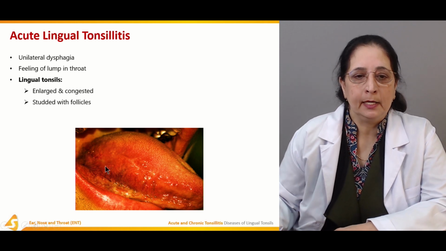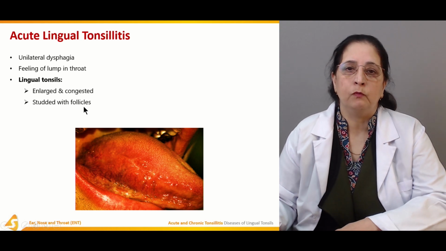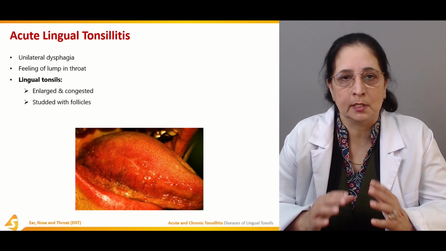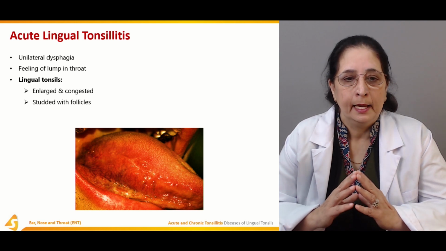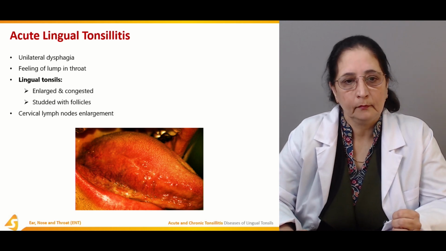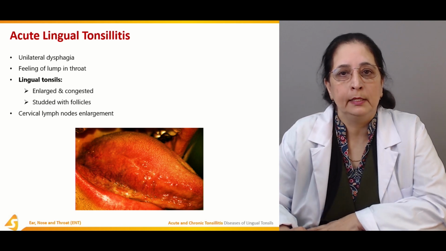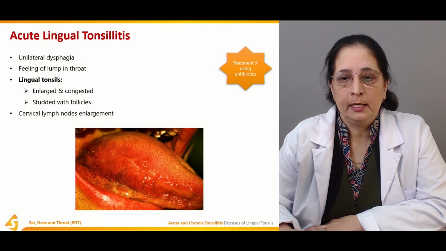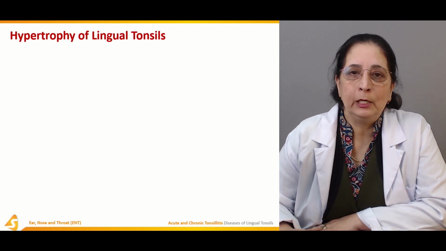Lingual tonsils become enlarged and congested, and they are studded with follicles. Same as we saw in the palatine tonsils, here also they are studded with follicles and they become enlarged and congested. Cervical lymph nodes are also enlarged along with the acute lingual tonsillitis. Treatment is antibiotics.